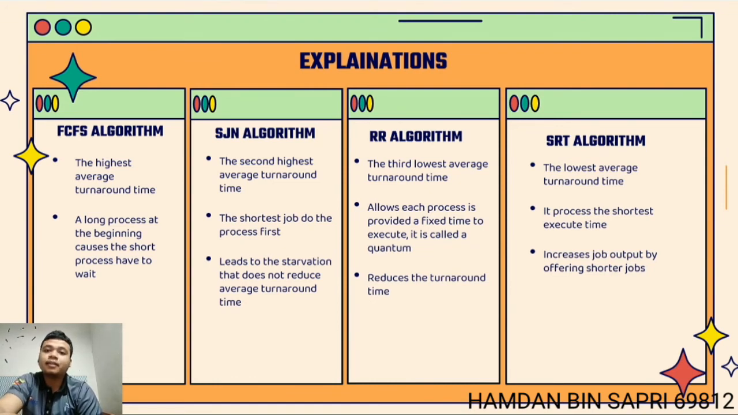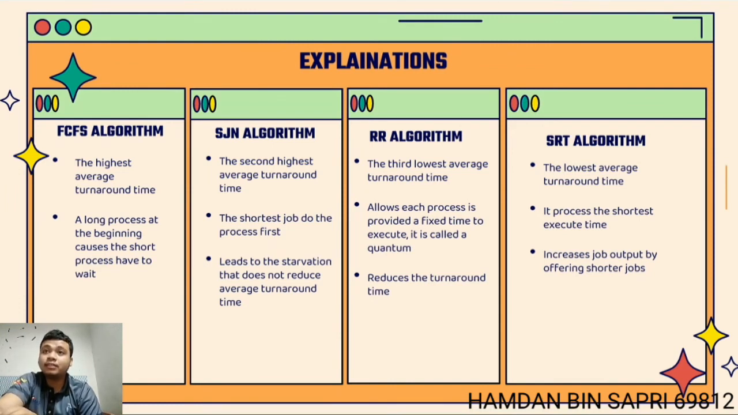For round robin, which is the third highest average turnaround time, it allows each process is provided a fixed time to execute. It's called a quantum, which is 10 CPU cycles in this project. Since it has a large CPU cycle, it reduces the turnaround time.